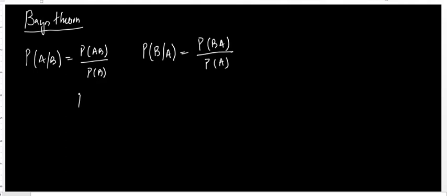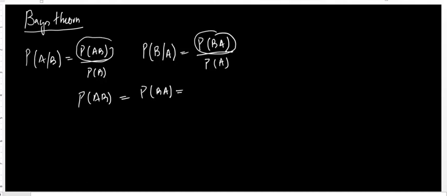Now if I say that probability of A and B occurring together is equal to probability of B and A occurring together, which means I'm setting these two probabilities equal. Now this probability of A and B is equal to probability of A given that B has already occurred multiplied by the probability of B, and over here it is going to be equal to probability of B given that A has occurred multiplied by probability of A.